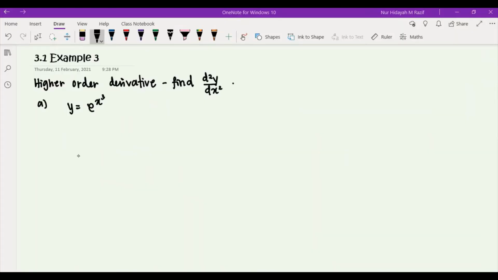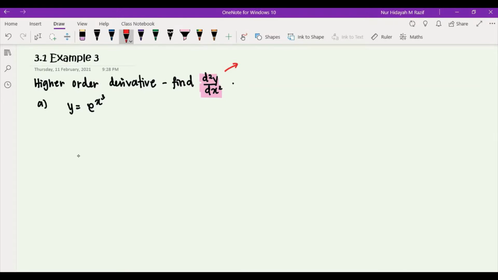Hello everyone. So in this video, let's discuss the third example for the first subtopic in chapter 3. In this example, you are asked to find the higher order derivative for functions involving exponential function. So in this case, the question focuses on the second derivative. So let's recall what we have learned previously in chapter 2.